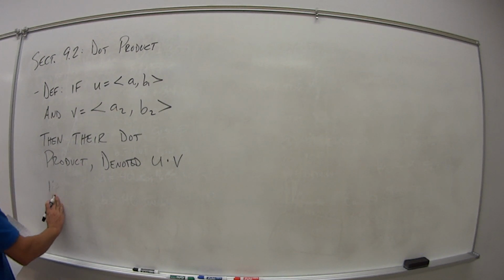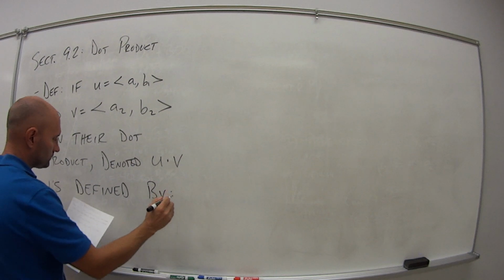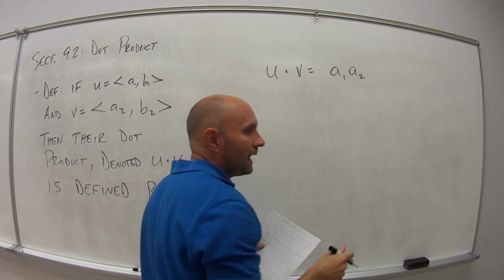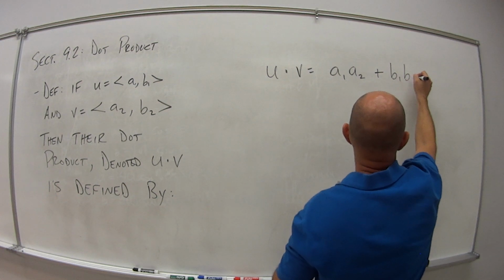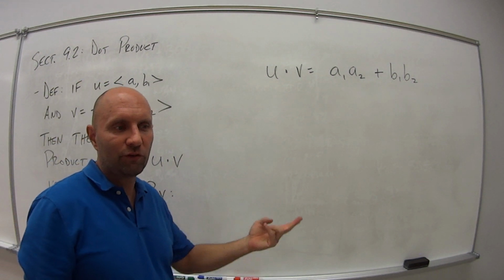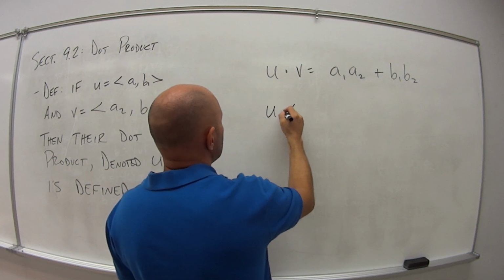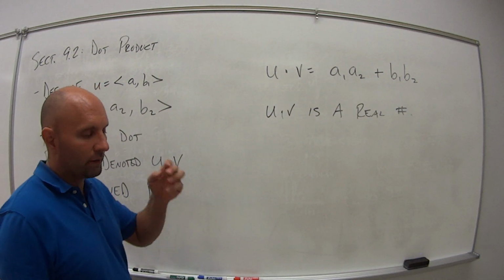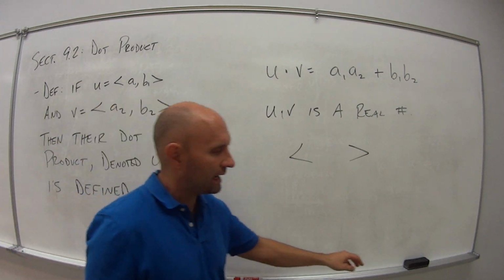So this dot product, u dot v, is defined as follows. u dot v is equal to a1 times a2. So I multiply the two a values together, and then I add to it b1 times b2. So note, what am I doing? I'm multiplying two numbers, multiplying two other numbers, and adding them together. So what do I get? u dot v is a real number. It is not a vector. And this is where people run into trouble. They do the dot product, and then they try to give me something like a vector with some number in between. It's not a vector anymore. It's a real number.